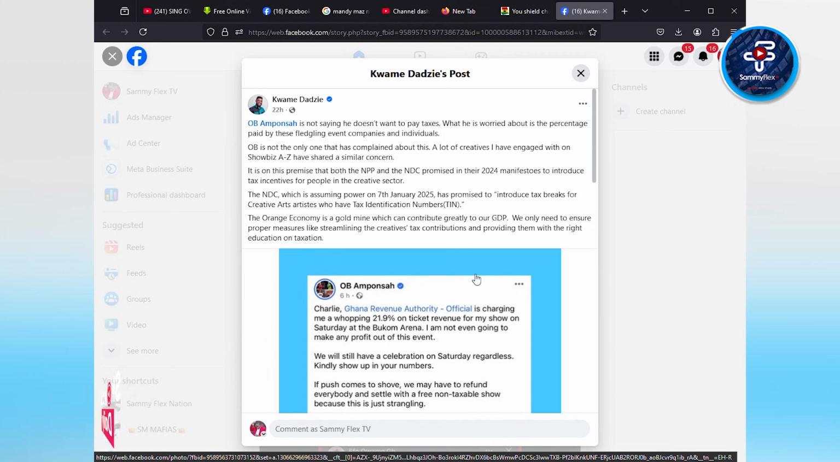It is on this premise that both the NPP and the NDC promised in their 2024 manifestos to introduce tax incentives for people in the creative sector. The NDC, which is assuming power on 7 January 2025, has promised to introduce tax breaks for creative artists who have tax identification numbers. The orange economy is a gold mine which can contribute greatly to our GDP. We only need to ensure proper measures like streamlining the creatives' tax contributions and providing them with the right education on taxation.